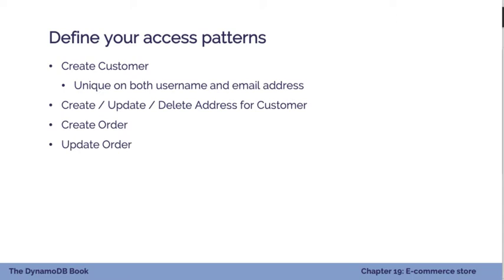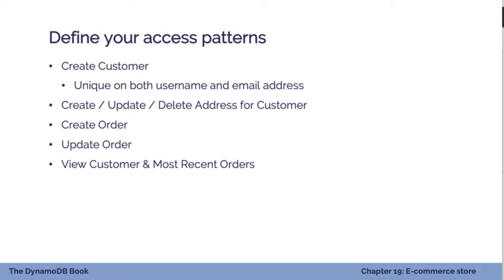Finally, the next access pattern we have is update order. So as that order is moving through our system, particularly the status is going to change. So it's going to start out in that placed status, but then we're going to get it ready for shipment, and then it's going to be shipped, and then it's going to be delivered, or perhaps somewhere along the line it got canceled. So want to make sure we can update that status.